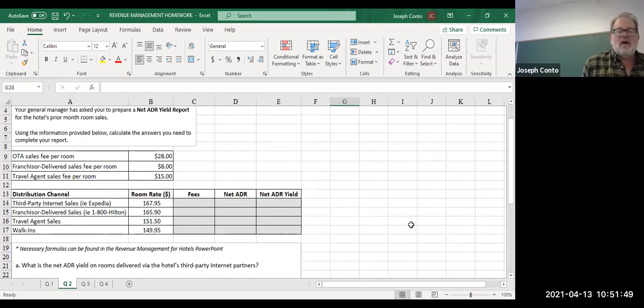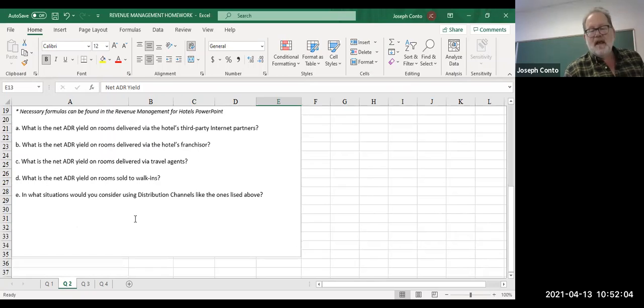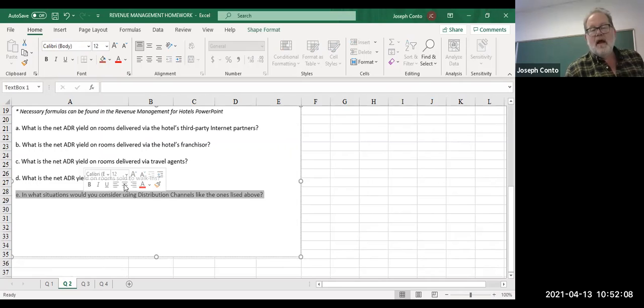And then this one is about ADR compared to net ADR. It's just the difference between regular room rate and your net ADR and your ADR yield. Again, these formulas are in the PowerPoint, but the questions, especially this last question, I want you to think about a bit.